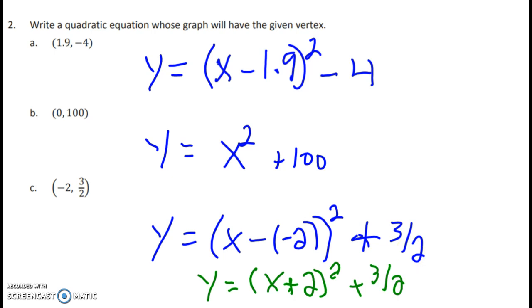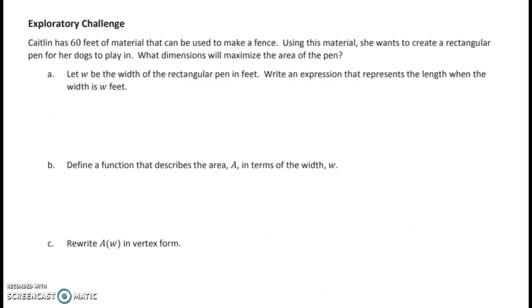So far, pretty easy. We're just plugging in numbers to find the equation. We're looking at the equation and finding the vertex from those numbers. So the exploratory challenge we're going to go through together. So Caitlin's got 60 feet of material, making a fence, wants to create a rectangular pen for her dogs to play in. What would the dimensions be that maximize the area?